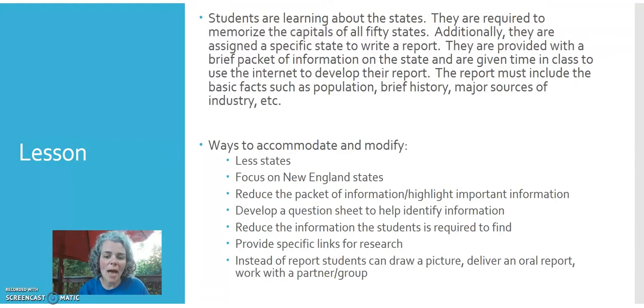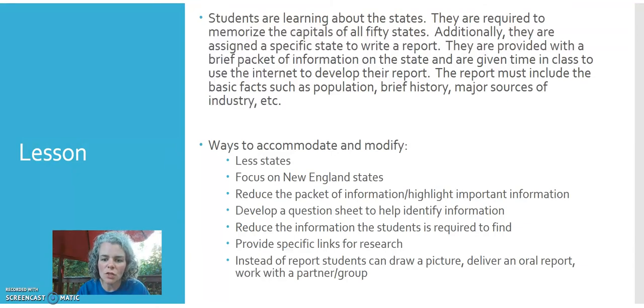Think about reducing the packet of information or highlighting the important information. Remember we talked about attention to detail and picking out what's important and what they need to know. Help students do that by highlighting the really important information and getting rid of the extraneous, not so important. Develop a question sheet. What is the population of Maine? Who was the first governor of Maine? What are the major cities in Maine? Instead of just doing a brief history, you're giving them questions they need to answer.